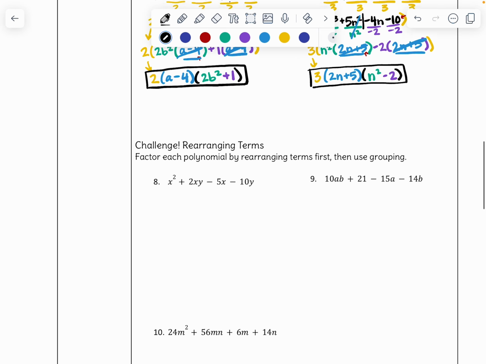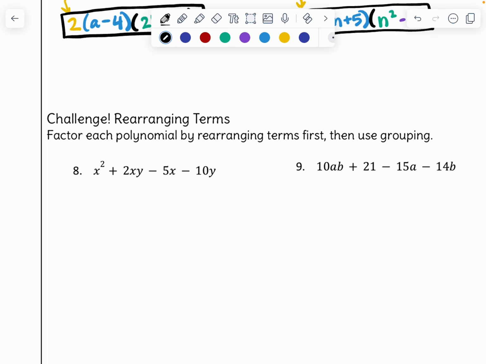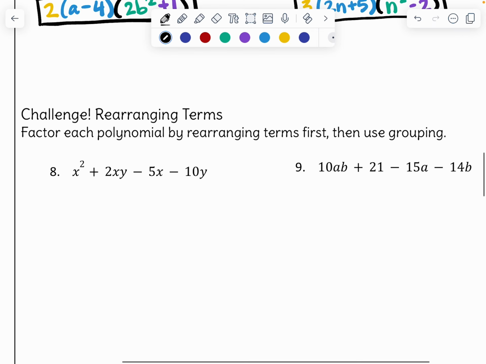Okay, let's look at a couple of examples where you can see that you might be able to factor by grouping if these were in a different order. You can change the order of a polynomial. The most important thing to remember is you have to keep the sign that's in front of it. That's what you cannot change. So let's look at number 8. We have x squared plus 2xy minus 5x minus 10y.